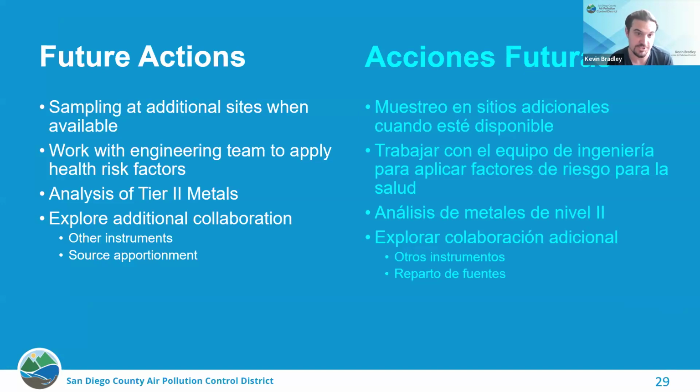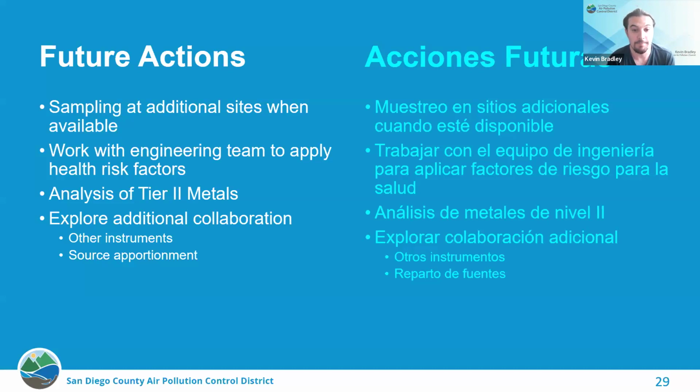But anyway, sampling at additional sites when available. Of course, we want to get sampling going in National City as soon as possible, and continue monitoring at the sites that we already have to continue to collect good data. We also want to work with either our engineering team or other agencies to not just report what the levels of these chemicals are, but apply a weighting factor. So it's not just the level, but the toxicity rank along with that level, so we can understand how this is really directly affecting health rather than just what the actual raw numbers are. That's a little bit more meaningful for someone who wants to understand how this is affecting their lives.